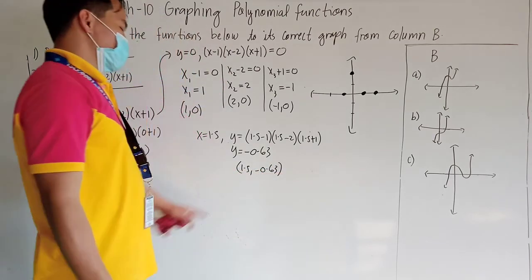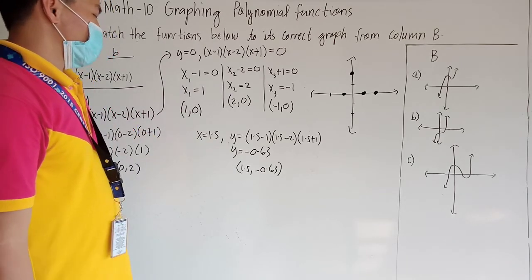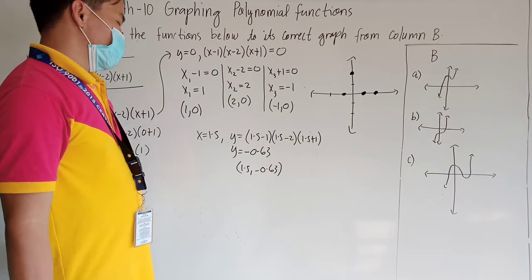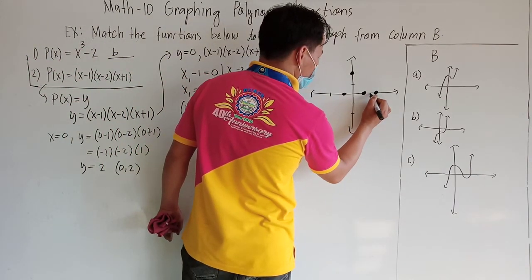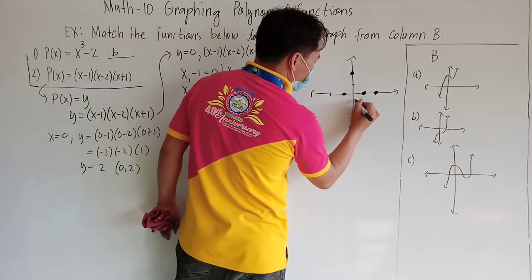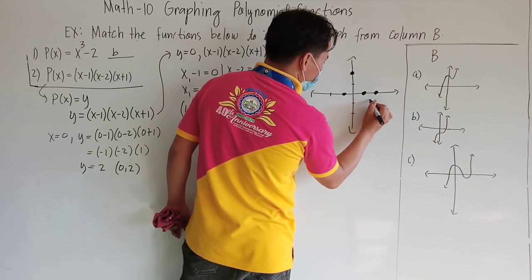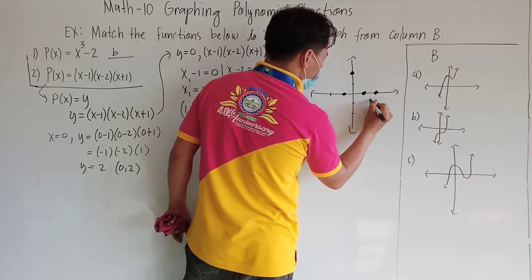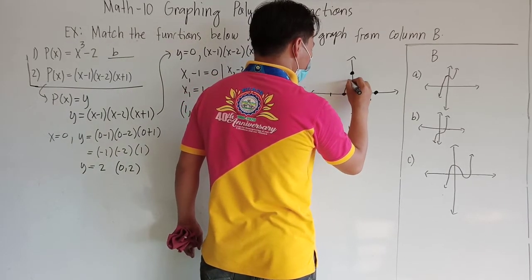So what do you think? What quadrant is this? Okay, it is in quadrant 4, no? Quadrant 4 is here. X is 1.5 in here and negative 0.63. 0.63 is this point, no? So 1.5 is in here. So the graph is like this one. Okay.